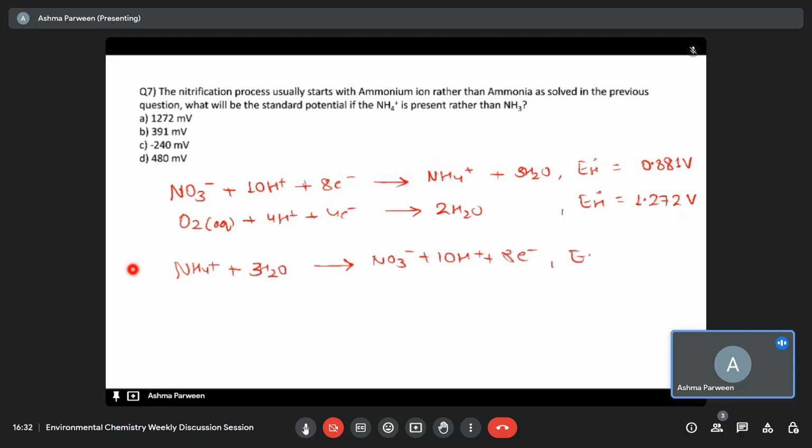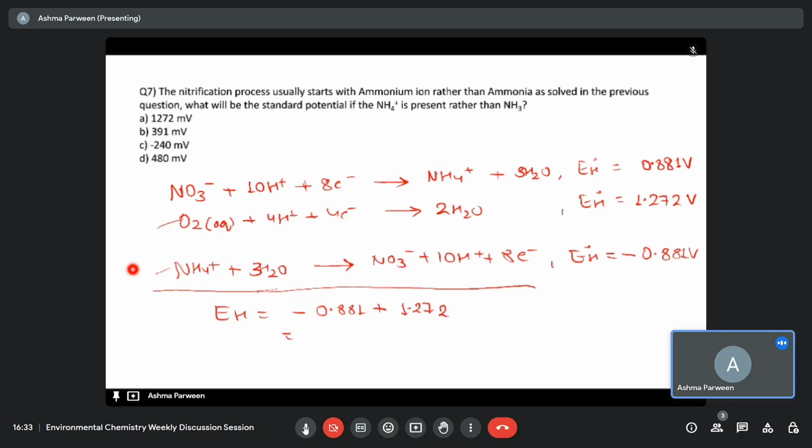So EH naught value will also get reversed in terms of the sign. So it will be minus 0.881 volt. So we have to find out the standard potential for oxidation of ammonia. So it will be this reaction plus this reaction. Okay, so overall standard potential will be minus 0.881 plus 1.272.